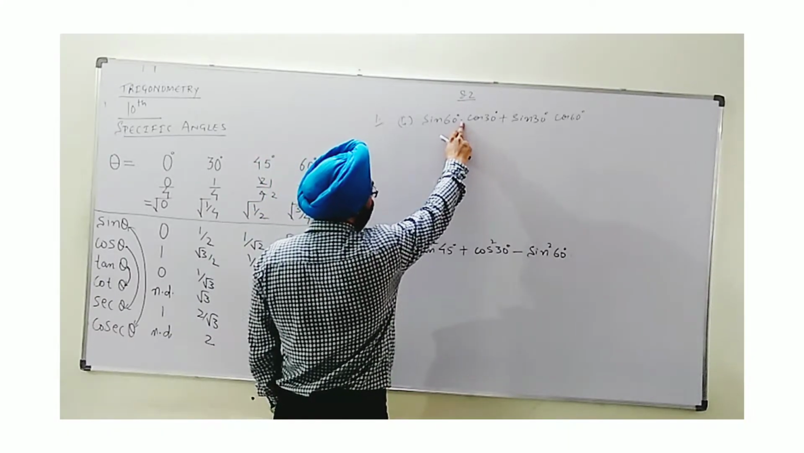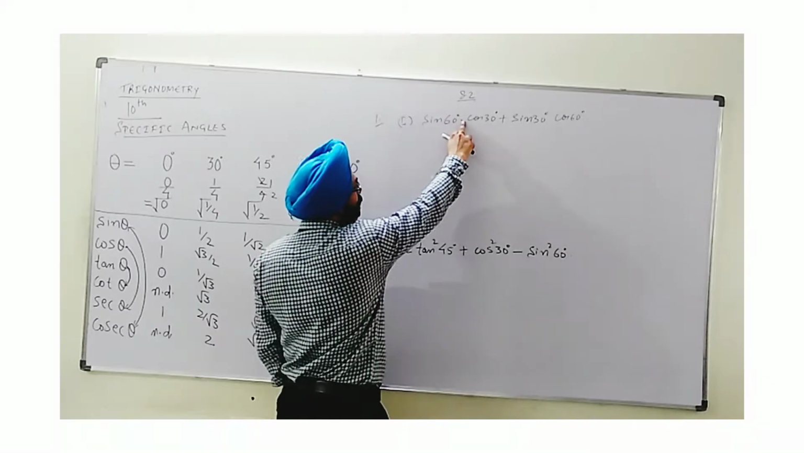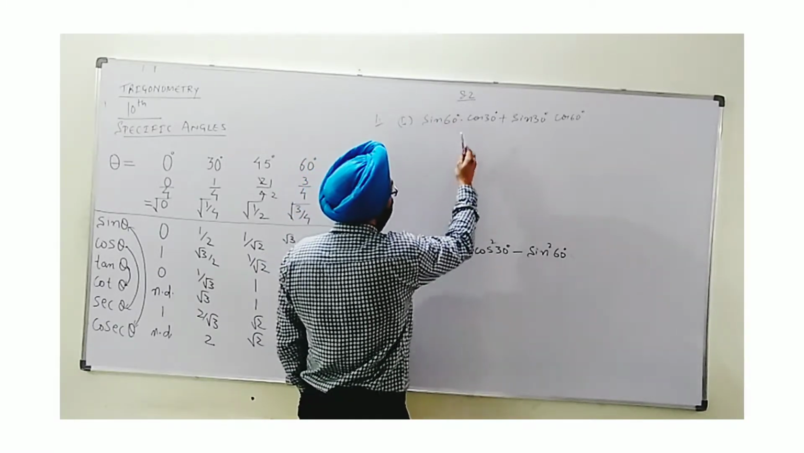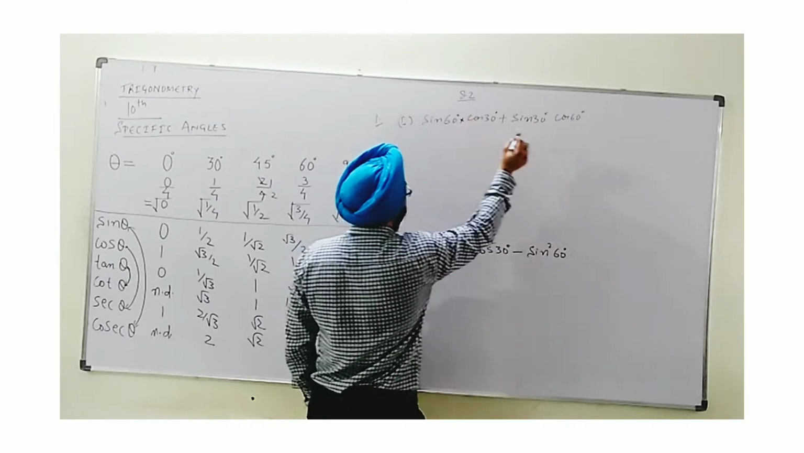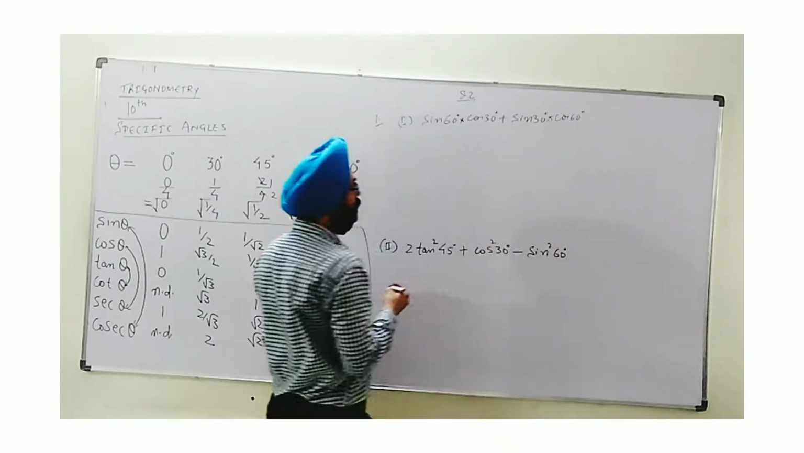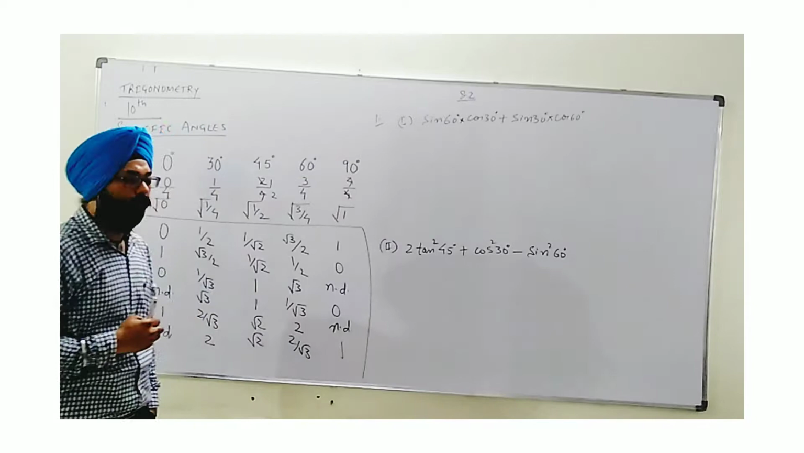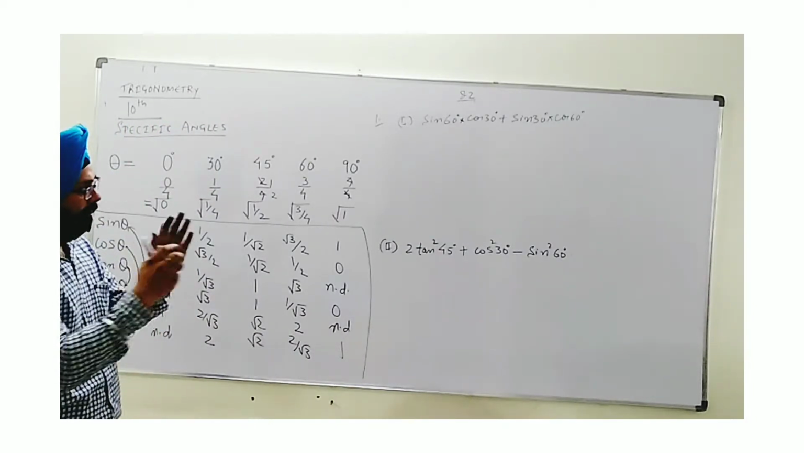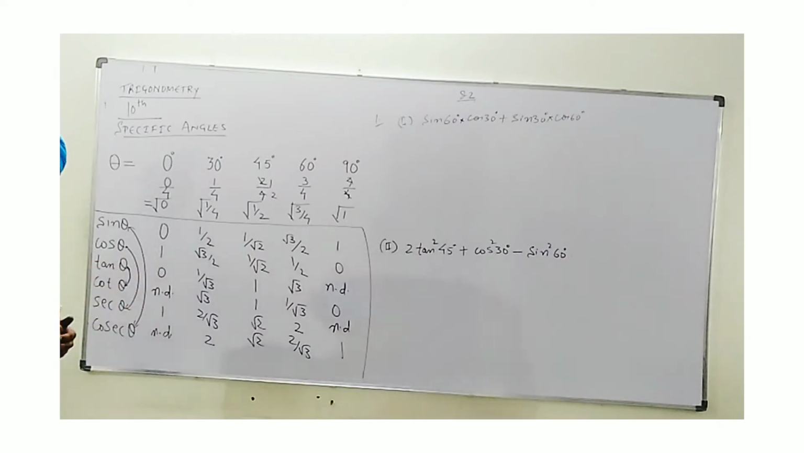Nothing is given here, so this will be in between two ratios. This will be multiplication, so it's shown by a dot. You can put a multiplication symbol here also. Sine 60 degree into cos 30 plus sine 30 into cos 60. It is a simple thing. When you prepare the table here, then you can see step by step.